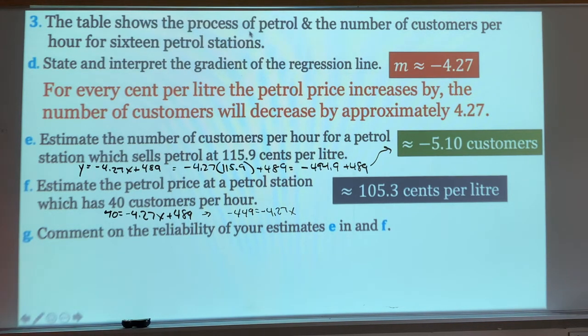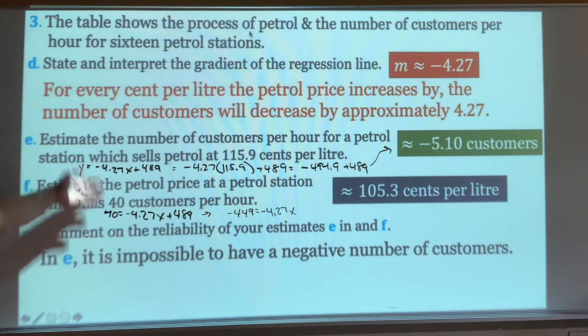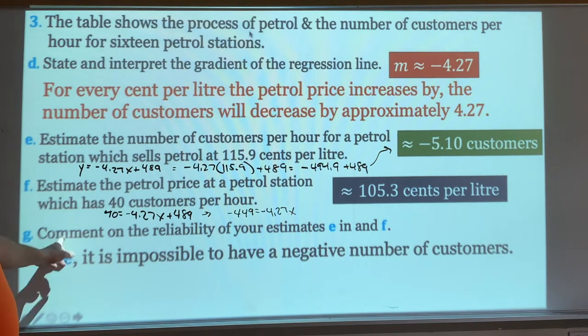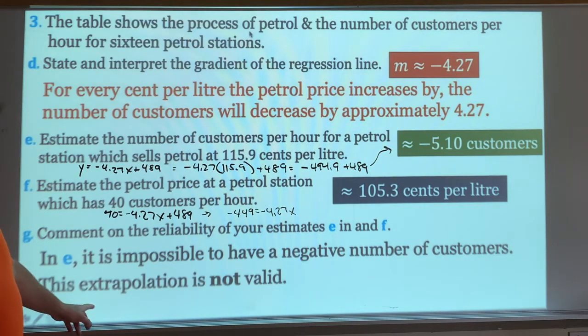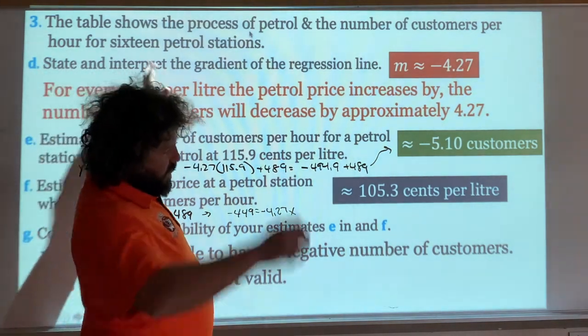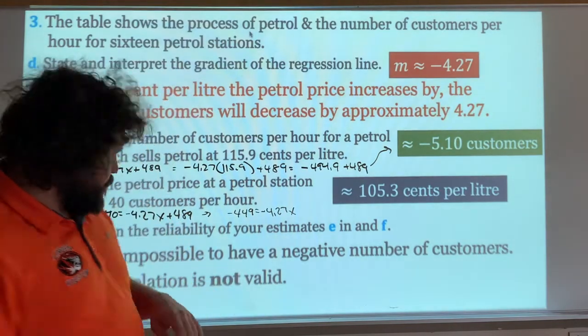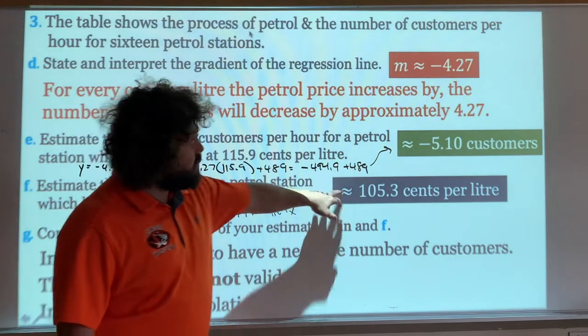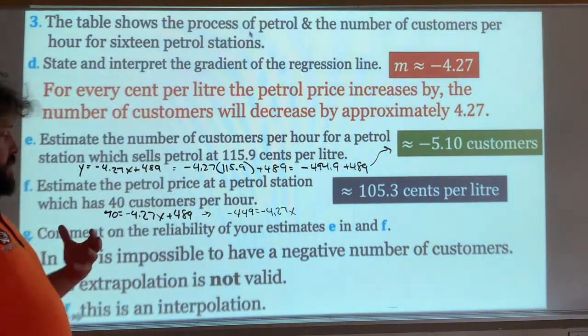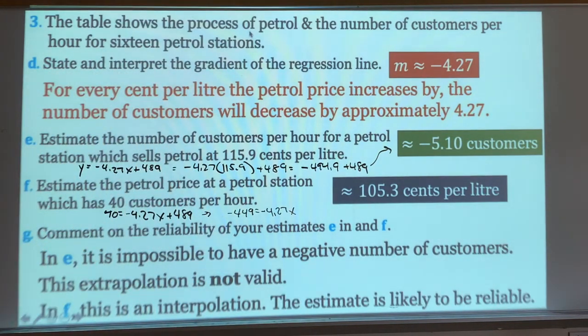And the answer of the ones that are reasonable: E, you can't have a negative number of customers, so that's just not good at all. This is an extrapolation. It didn't fall within the values of our data. And F, though, that's an interpolation, and this does make sense. It seems to fit our graph pretty well, so that is likely to be the reasonable one. And that's it.